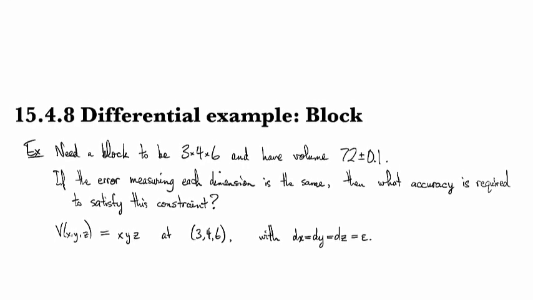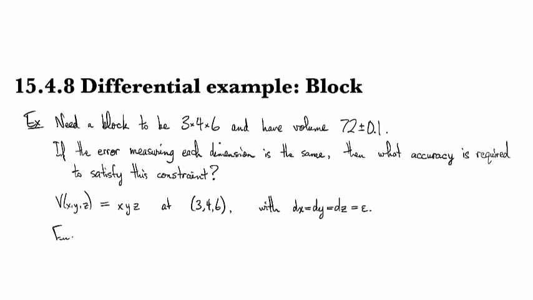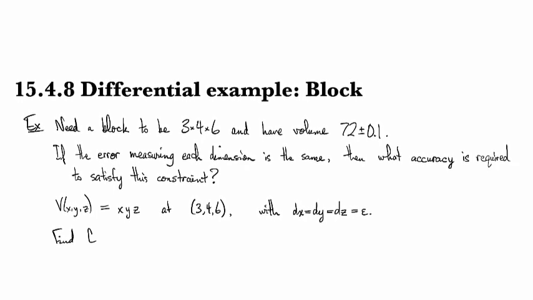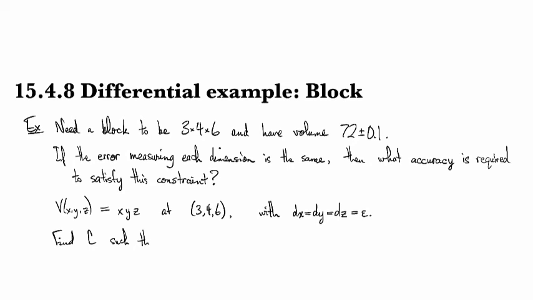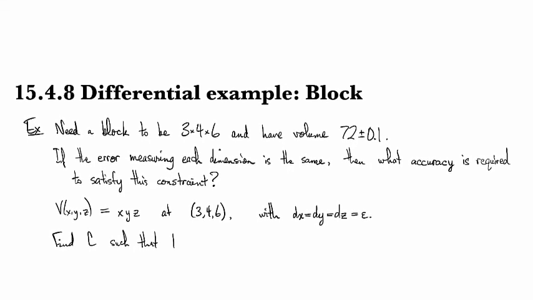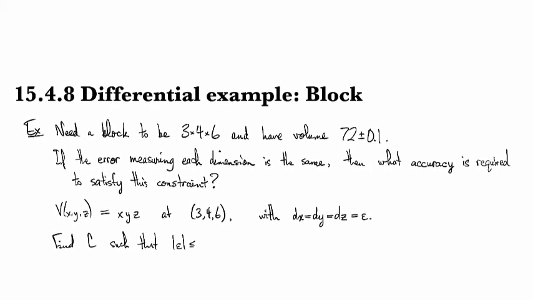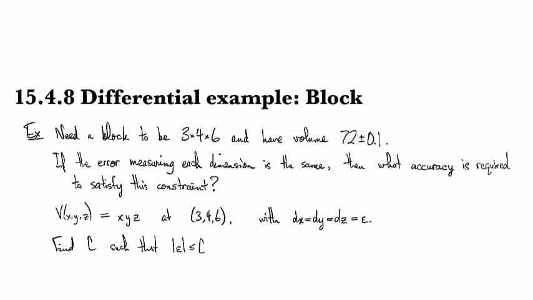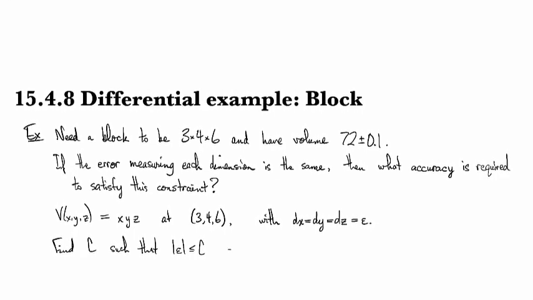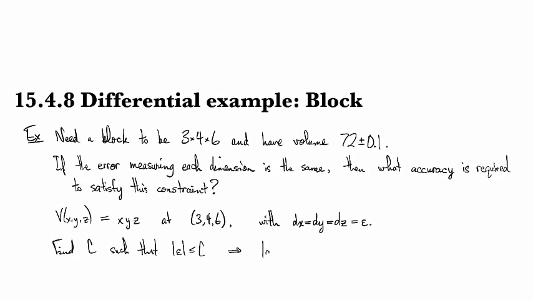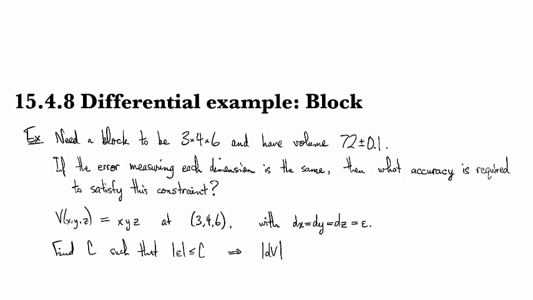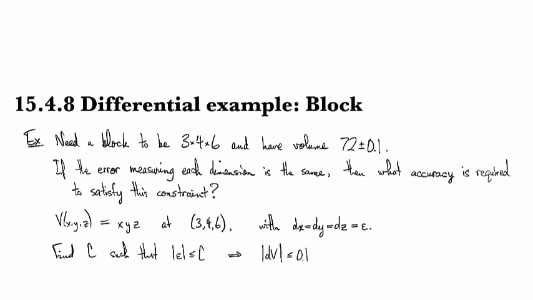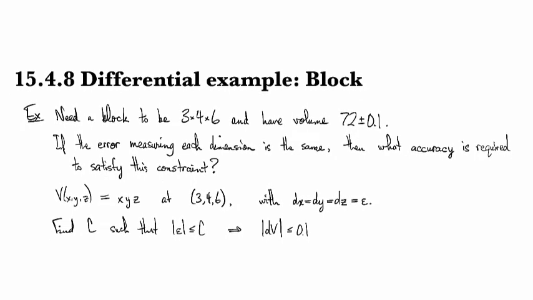Okay, and then we want to find some constant c which acts as a bound on how bad our error can be. So in other words, as long as our inaccuracy is less than c, then we have that the measurement of our differential is bounded by 0.1. That's what we want.